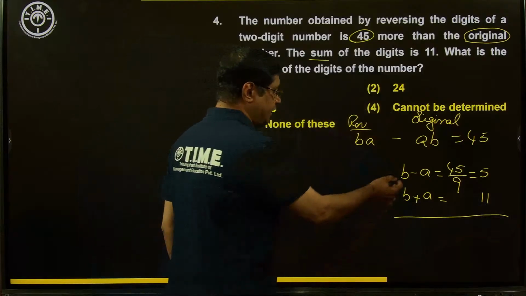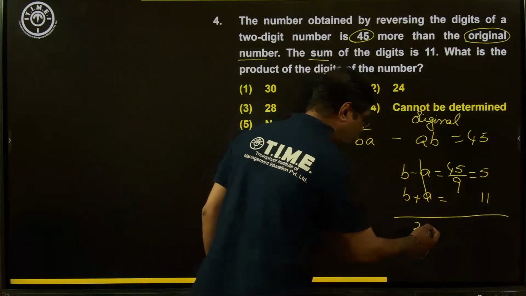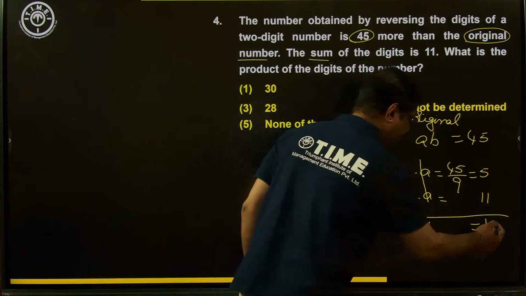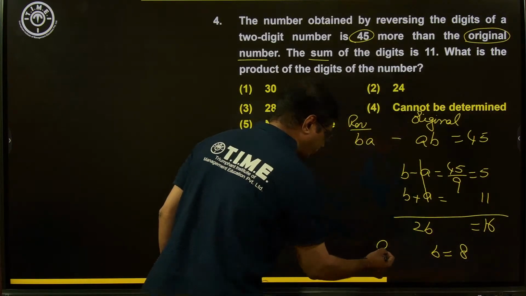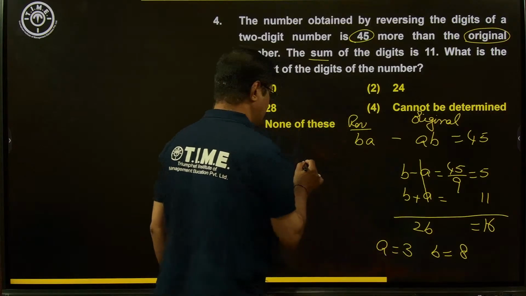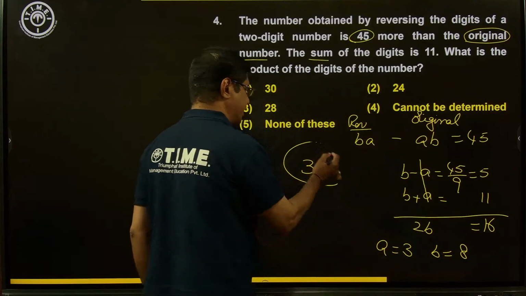Simplify. By adding this, A gets cancelled. Now 2B is equal to 16. The value of B is equal to 8. When B is equal to 8, A is equal to 3. What is the number? 38 is the number.